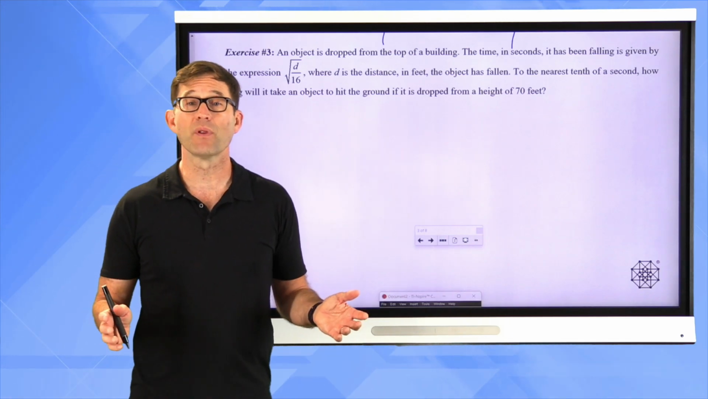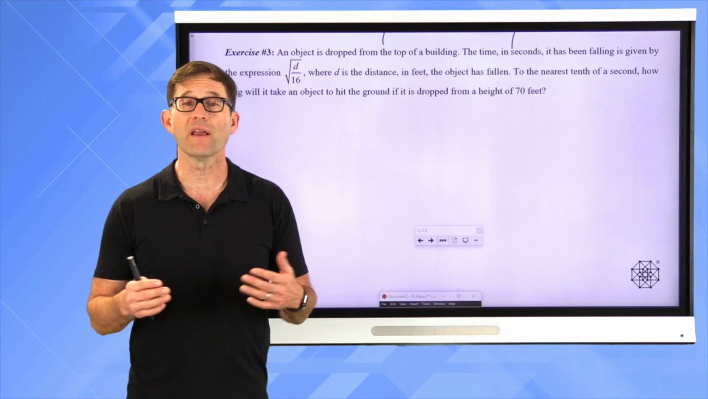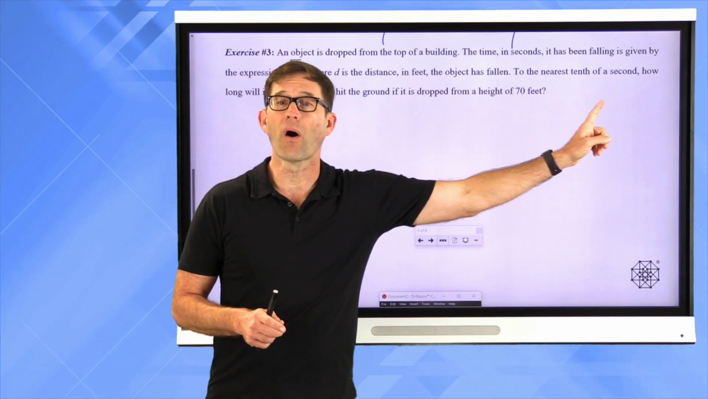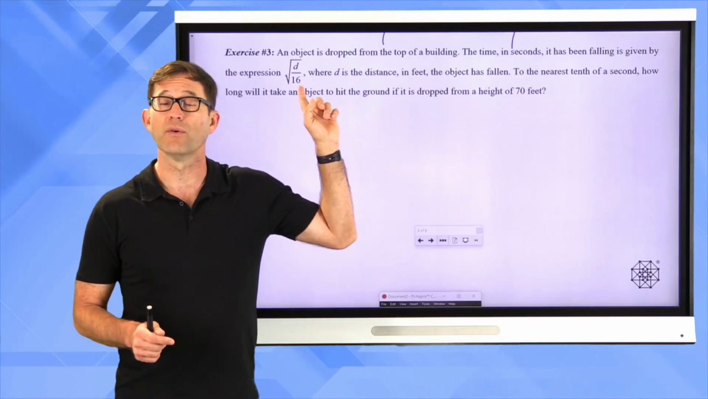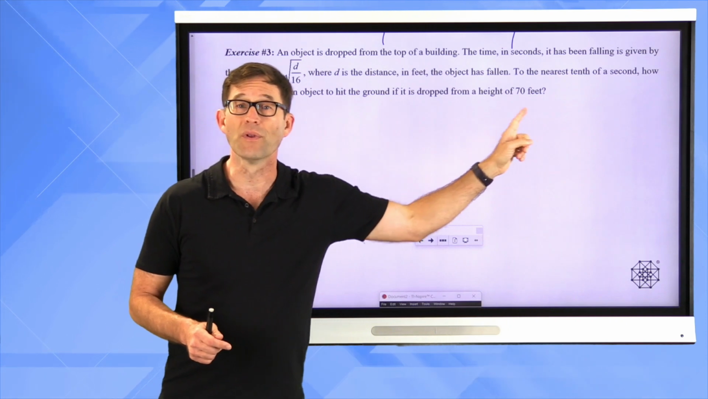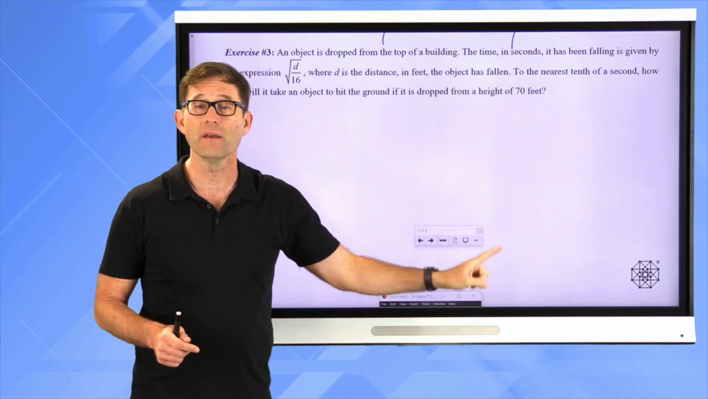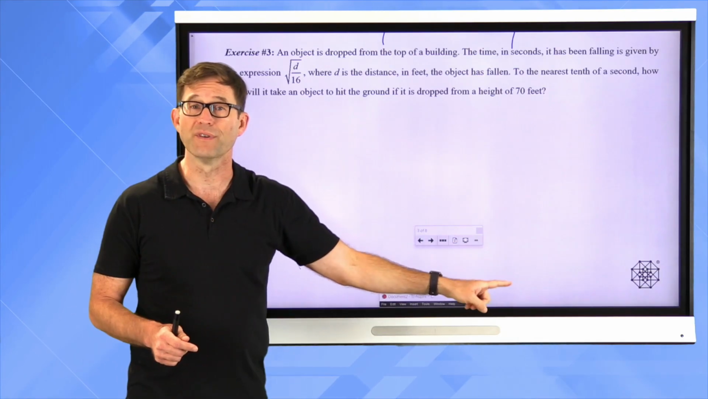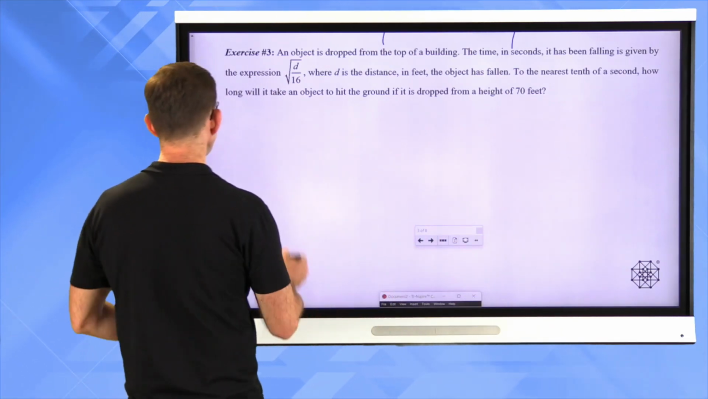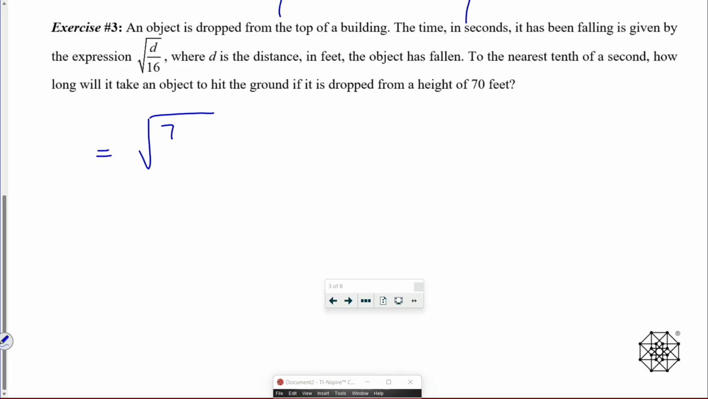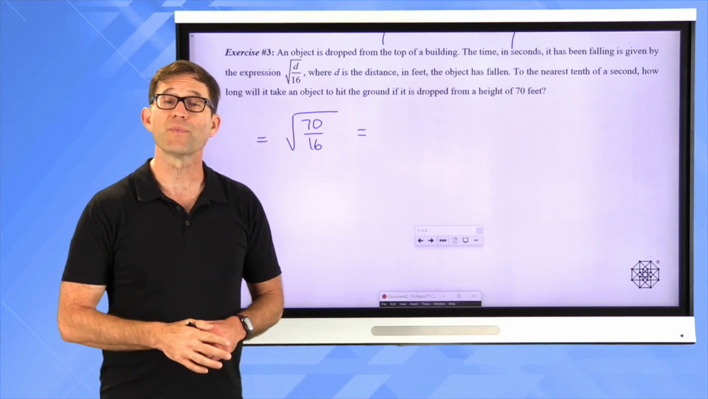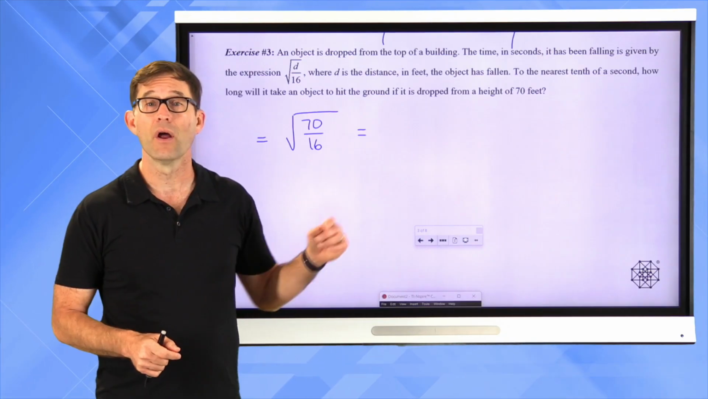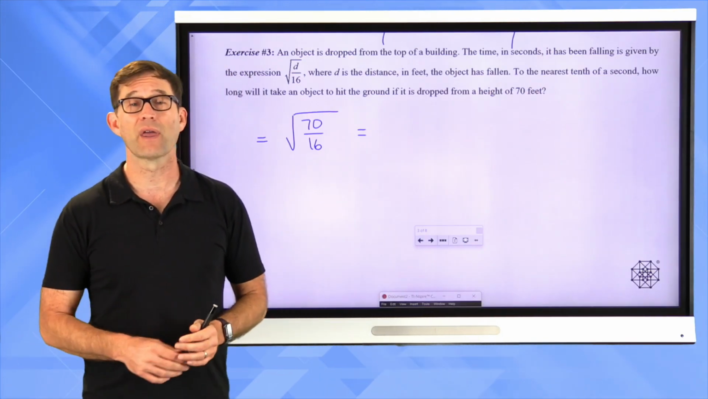All right, this is simple enough, but it is going to result in an irrational answer, which is why they're asking for our answer to the nearest tenth of a second. This is the expression we're trying to evaluate when d is equal to 70 feet. If we drop it from a height of 70 feet and it hits the ground, then it has dropped a total distance of 70 feet. And so what we want is simply the square root of 70 divided by 16. There's no real reason to simplify that fraction. What I'd like you to do is evaluate this expression on your calculator, round it to the nearest tenth of a second, and then we'll take a look at it on our calculator.